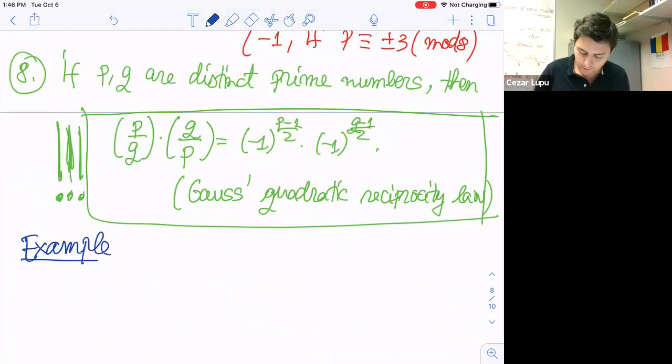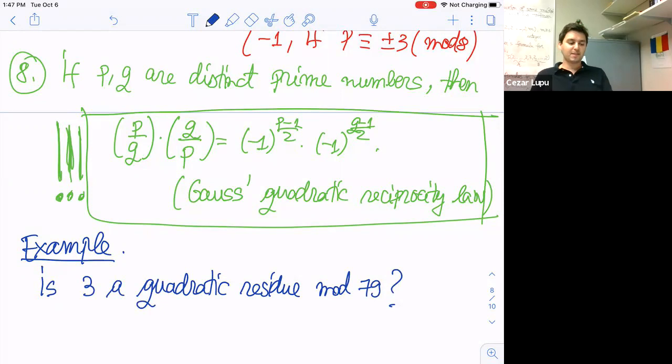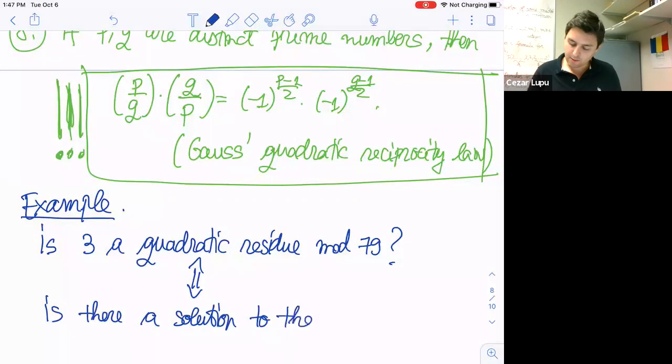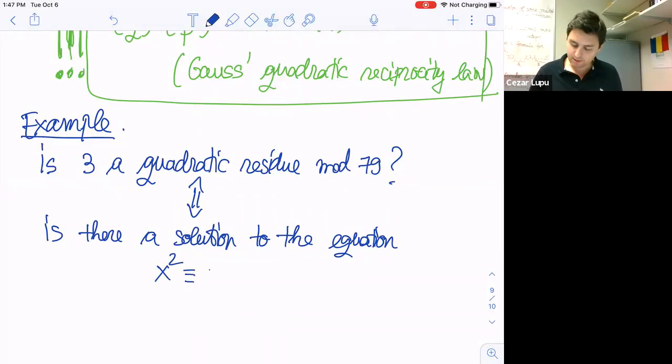Well, unfortunately, due to lack of time, I'll give you a quick example and then I'll leave a problem to you. Maybe I'll cover this problem in one of the recitations, but I'll leave it to you. But before that, let me do this quick example. The question is the following: is 3 a quadratic residue mod, let's say, 79? That is a question. What do you think? In other words, equivalently, is there a solution to the equation x squared congruent with 3 mod 79?